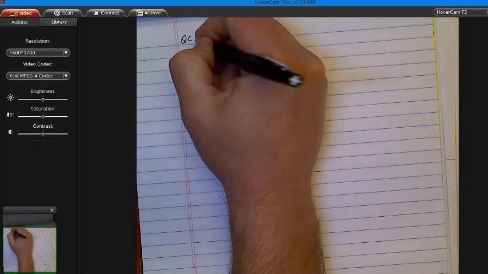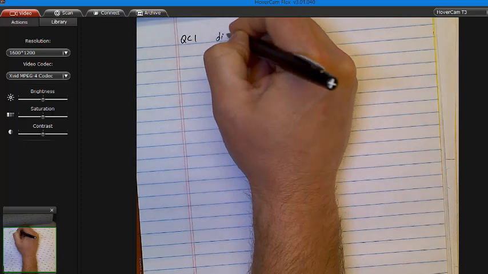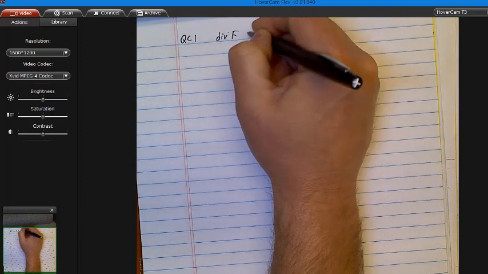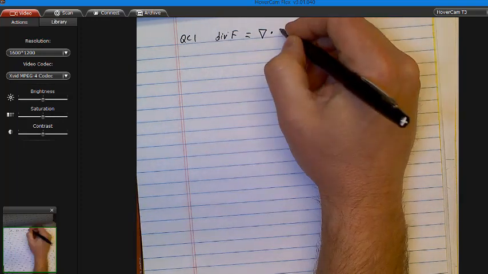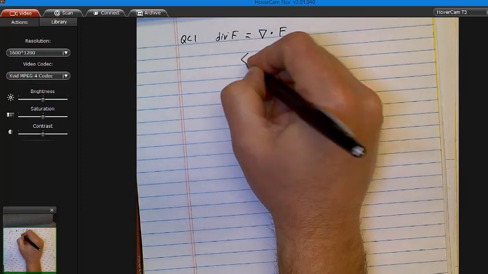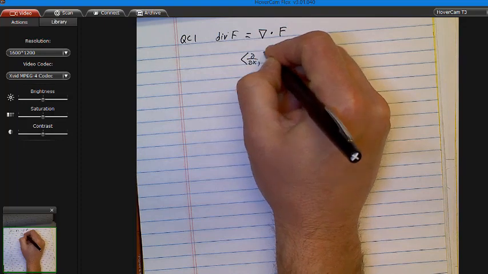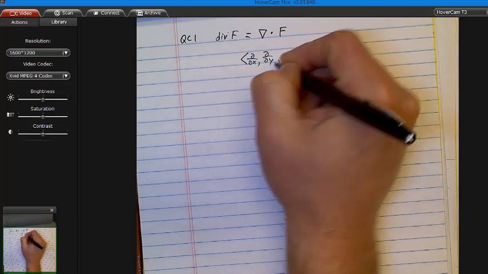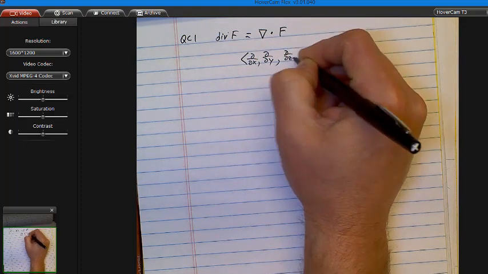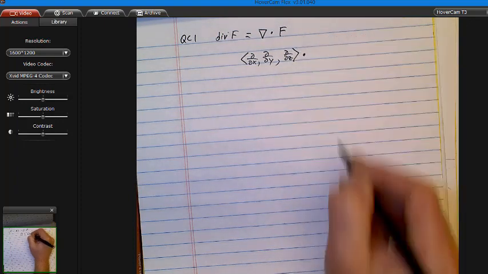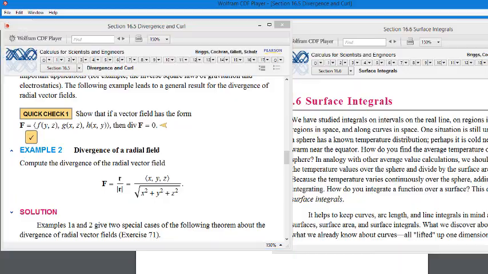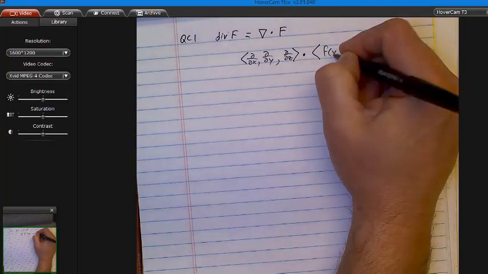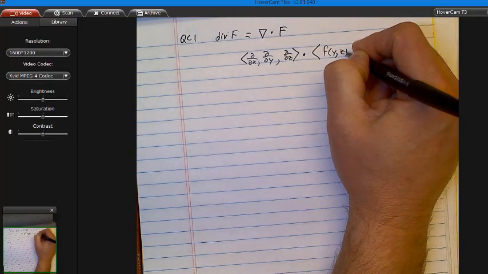So, quick check 1. When we say div f, that means this operator dot f, right? Well, the operator is partial with respect to x, partial with respect to y, partial with respect to z, dot, what did they say f was? The important point was they said f is a function of y and z.